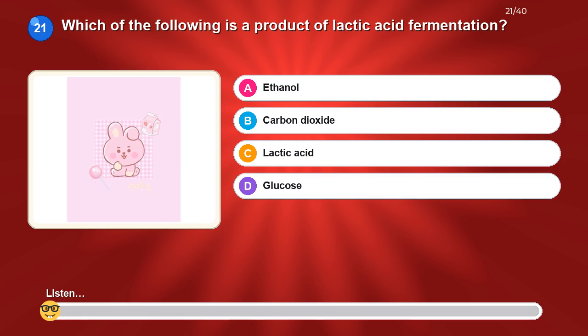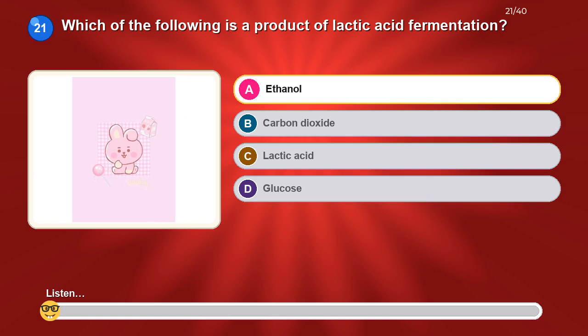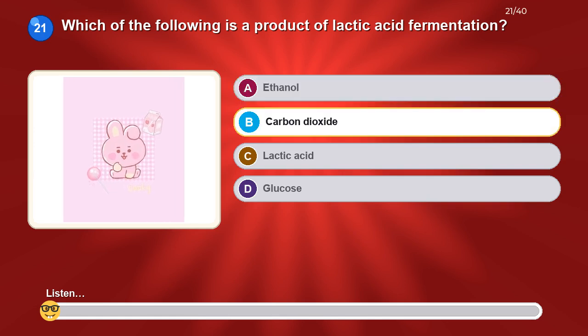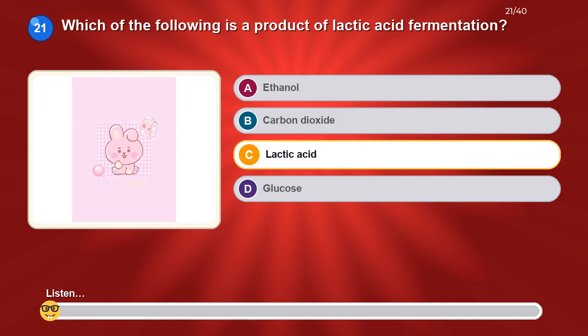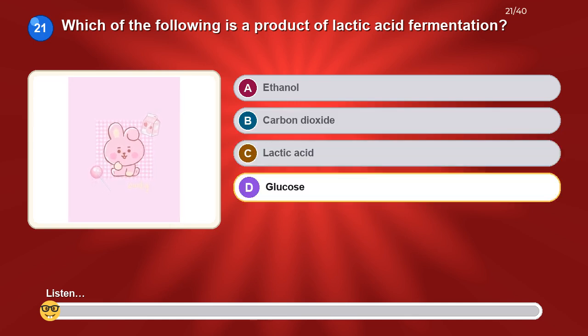Which of the following is a product of lactic acid fermentation? Option A, ethanol. Option B, carbon dioxide. Option C, lactic acid. Option D, glucose.